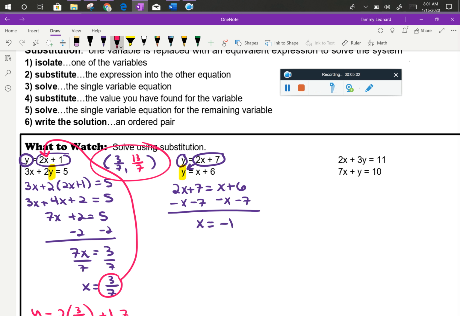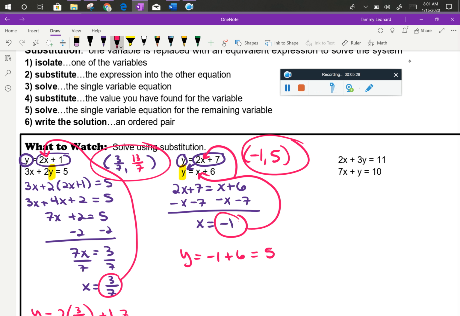Okay, now we're ready for step 4, substitute again. We now know that the x value is -1. So we can substitute that either here or here. Well, the bottom equation looks a little less complicated, so let's go with that one. Instead of writing x, I'm going to write -1 because I now know that x is equal to -1. Well, -1 plus 6 is 5, so my point of intersection, the solution to this system, is the point -1, 5.